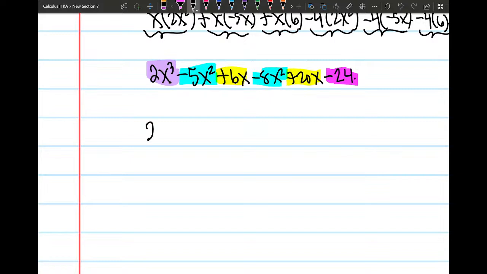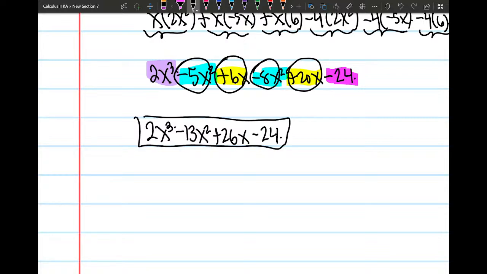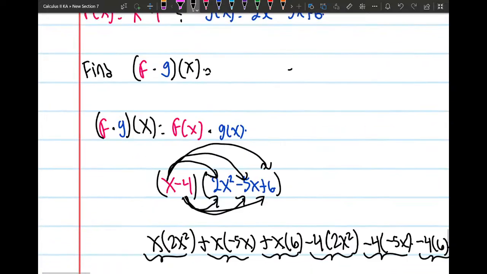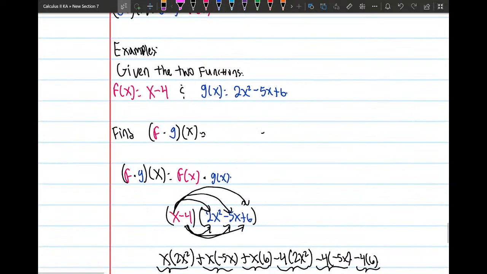So we end up getting 2x cubed, and then negative 5x squared minus 8x squared is negative 13x squared. 6x and 20x, that's plus 26x. And then we're just going to be left with minus 24 like this. Okay, and that is how you do the multiplication of two functions, the product of two functions, right?